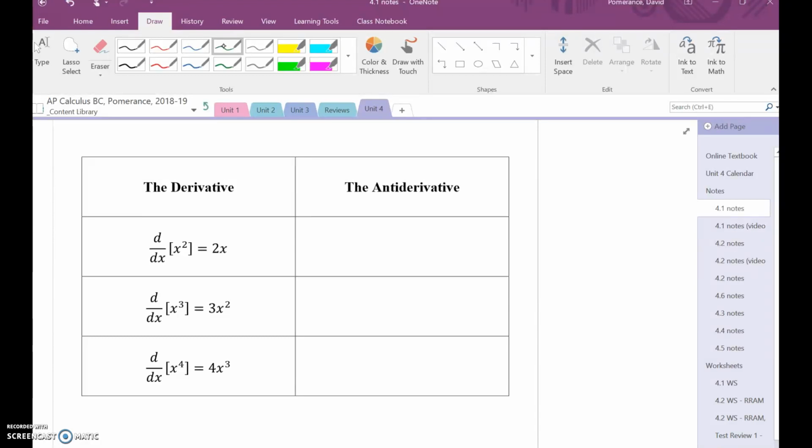So if the answer to the derivative problem is 2x, then the given function in the antiderivative problem is going to be 2x. Notice that we have this dx here in the denominator. We're going to put the dx in the numerator, and instead of taking the derivative, we take the antiderivative. Now the antiderivative is this funny S shape. So we're going to say that's the antiderivative of 2x with respect to x, or just 2x dx.